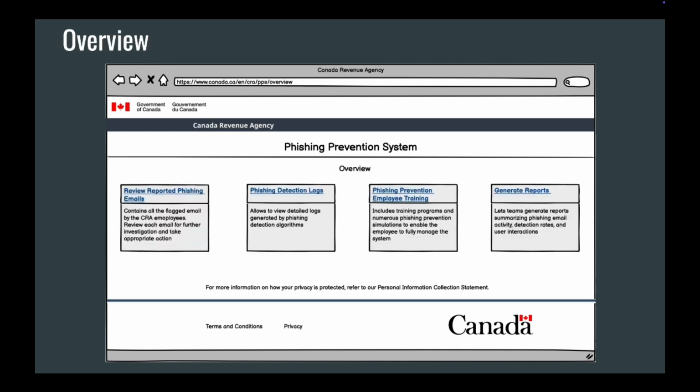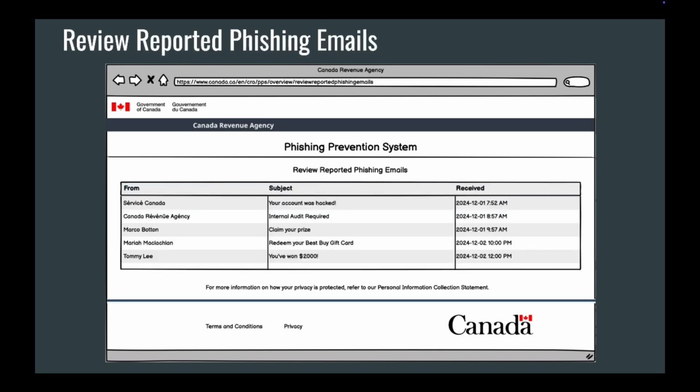This is an overview. The regular employees will only have access to the third part, the phishing prevention employee training. Meanwhile, the CRA IT team will have access to all 4 pages. So the first page is review reported phishing emails. This is where the CRA users will report their emails. If they think it is phishing, they can click the report button, and the CRA IT team can check this and audit this to see whether this is really a scam.